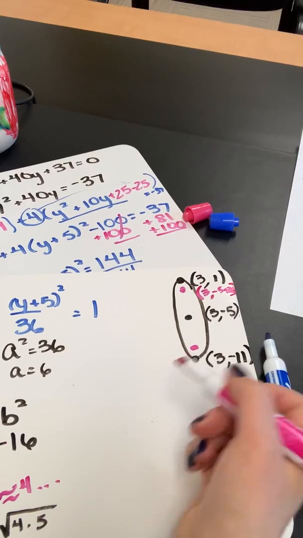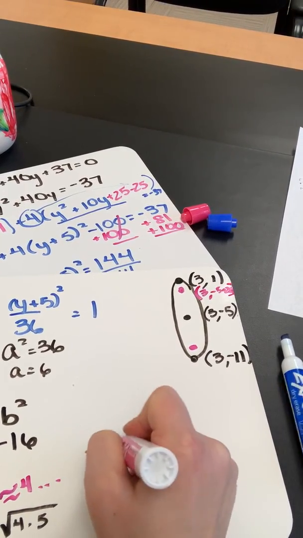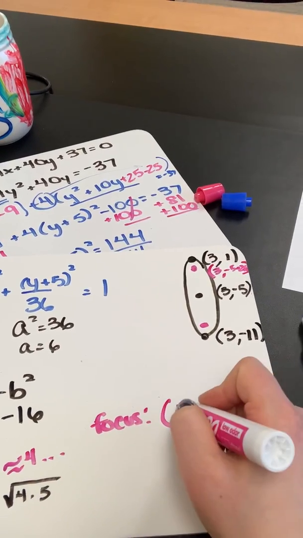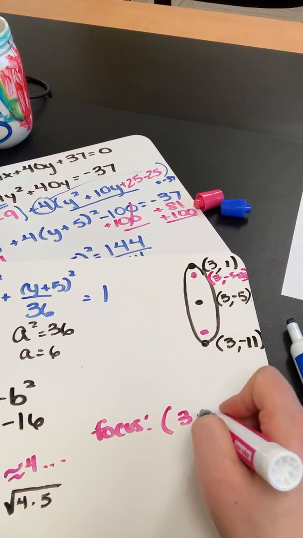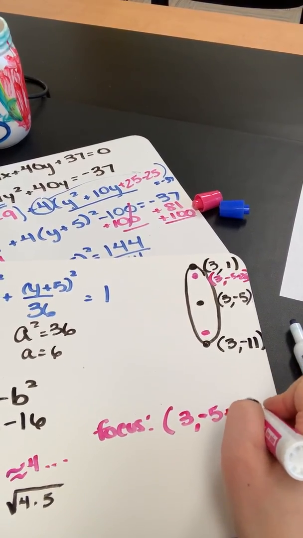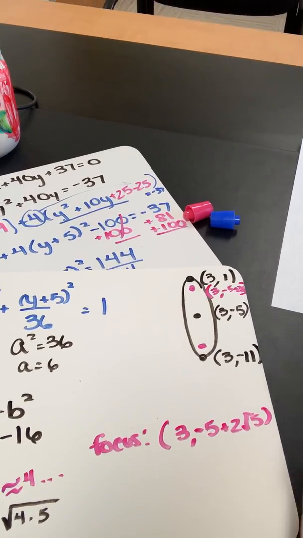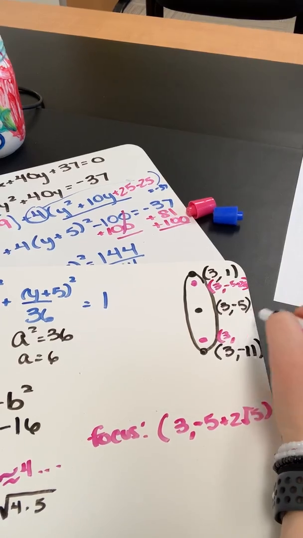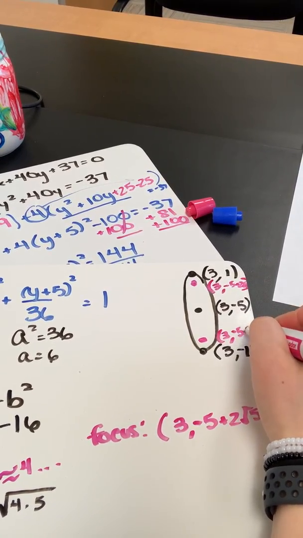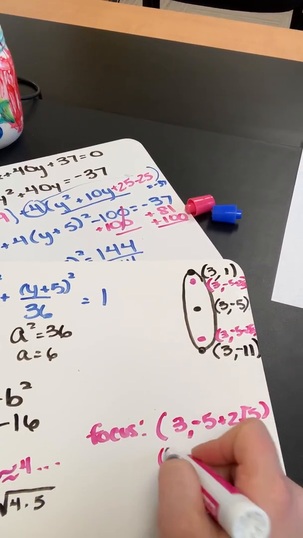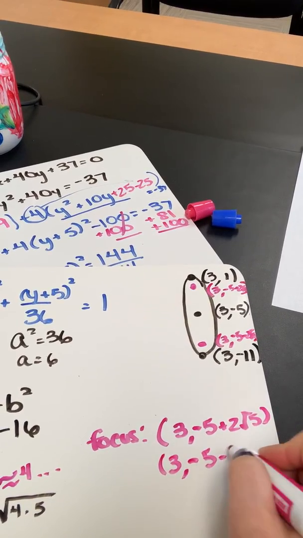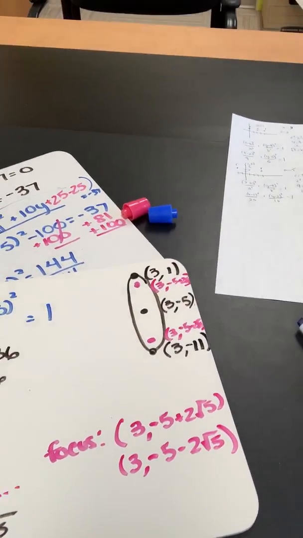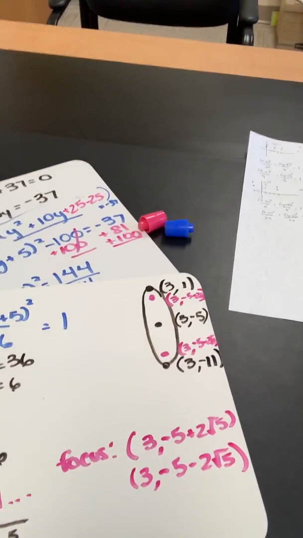Oh my gosh, it's kind of ugly. So I'll put that here. So focus: we've got 3 comma -5 plus 2 rad 5. And then in the opposite direction, you're going to do the same thing. You're going down. So I'm at 3 comma -5 minus 2 rad 5. Perfect. Okay, so those are our focus points.